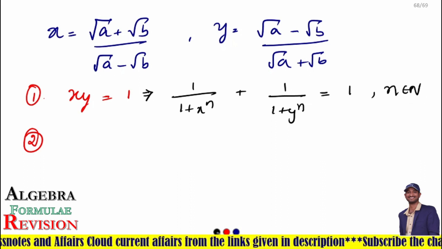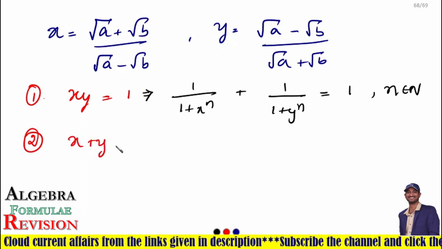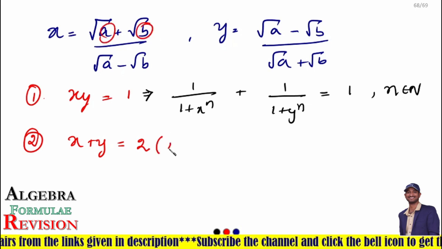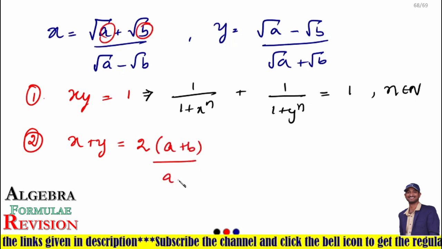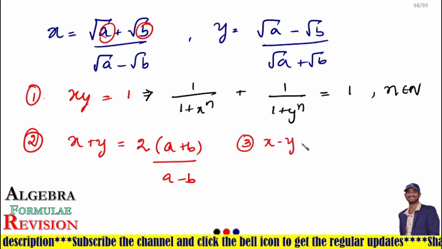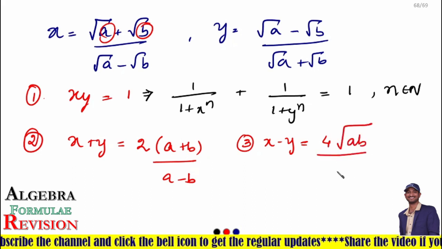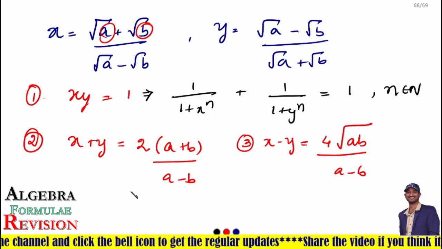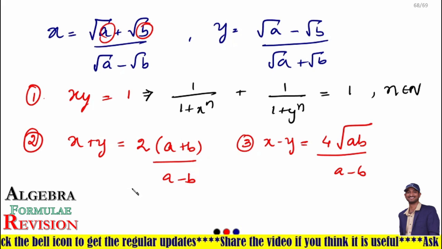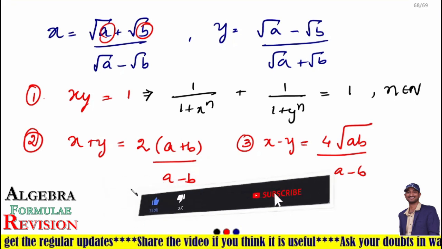Okay. Next. Second thing, the sum of the values x plus y is always equal to 2 times the sum of these values by the difference of these values, (a plus b) by (a minus b). And the third formula, x minus y is equal to 4 into square root of the product of the variables a, b, by the difference of the variables. Okay, I can directly write these down, and if you remember these direct values, it is very simple, because most of the questions are asked from these models also.